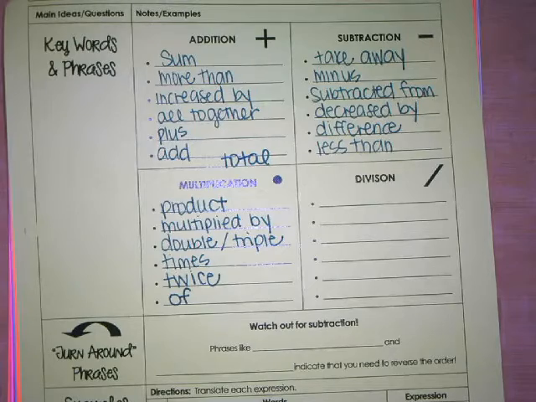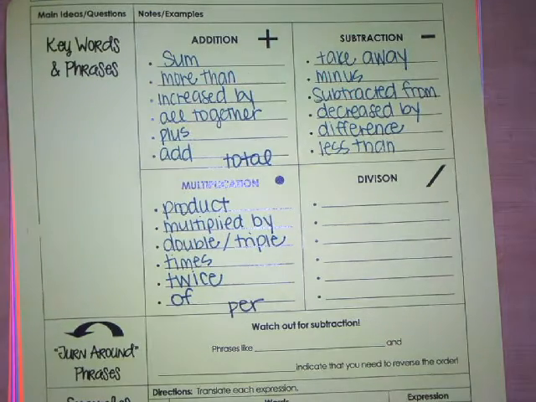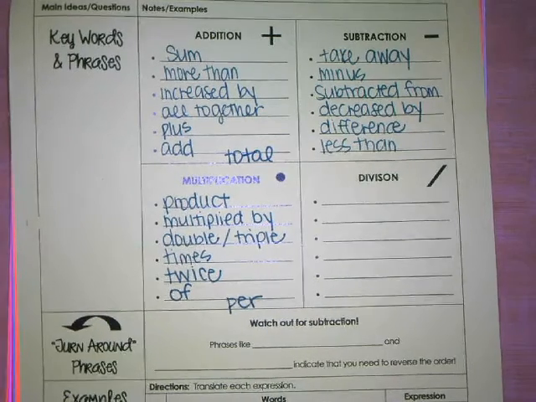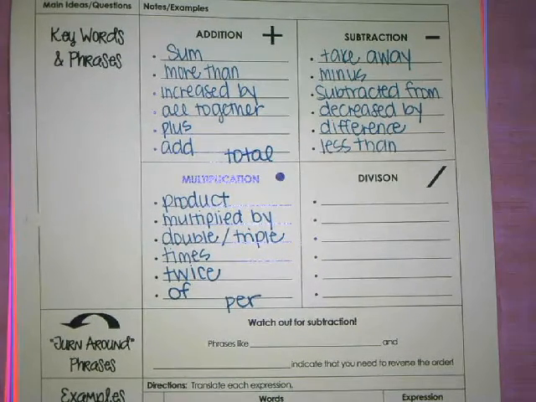So the last word that I want you guys to write down is if you see the word per. Like I made $15 per hour. So every hour I will make $15. So if I work 5 hours, I would multiply 5 and 15 together because of that word per. Does that make sense? Gavin, question?